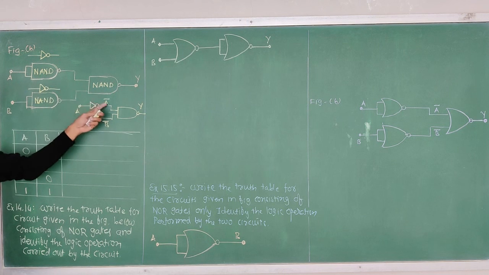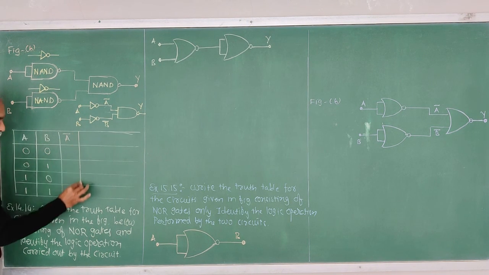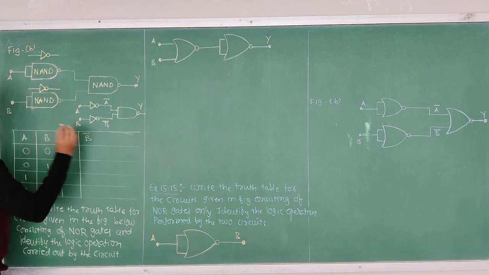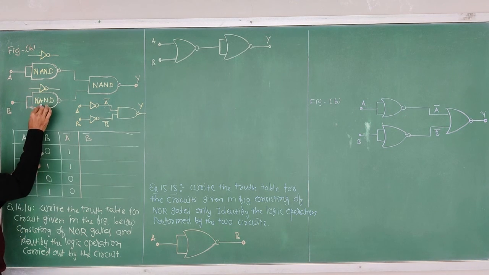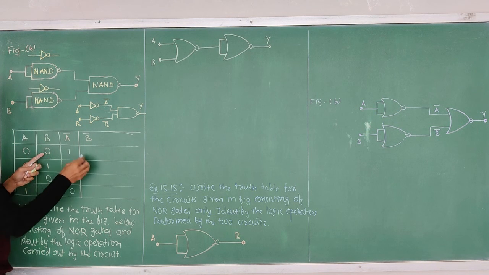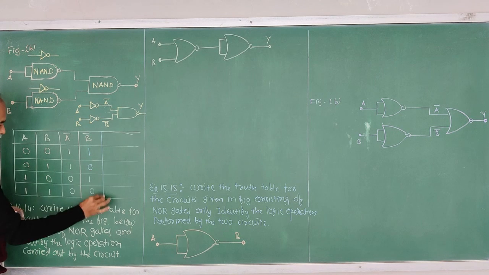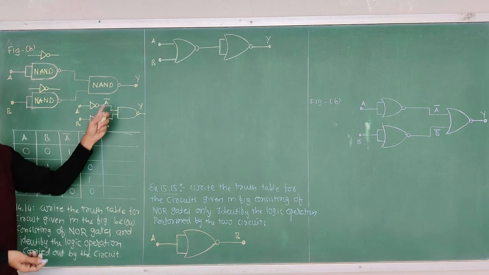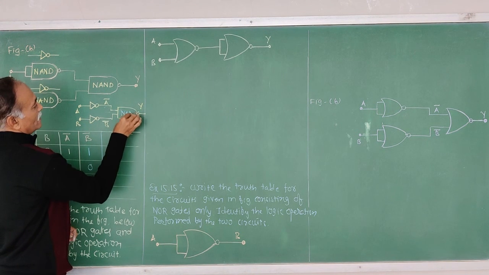Now what is the output of the first NOT gate? That is A bar. And the output of the second NOT gate is B bar. So here there is the inverted A: 1, 1, 0, 0. The output of the second NOT gate is 1, 0, 1, 0. Now this A bar and B bar are given as the inputs of a NAND gate.